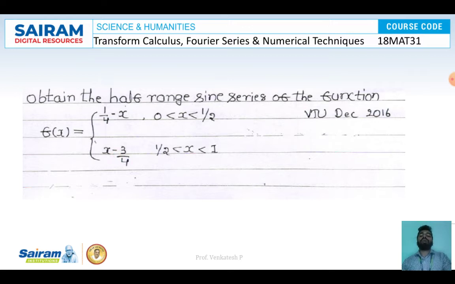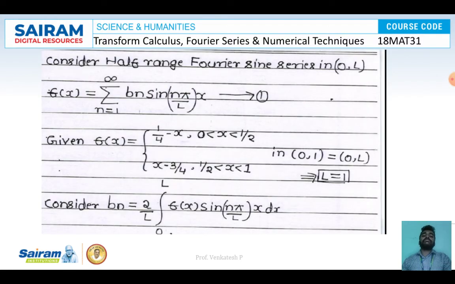So now take the half-range Fourier sine series in the arbitrary interval 0 comma l. So first write the formula. f of x is equal to summation n from 1 to infinity bn sin n pi by l into x. So take it as equation number 1.